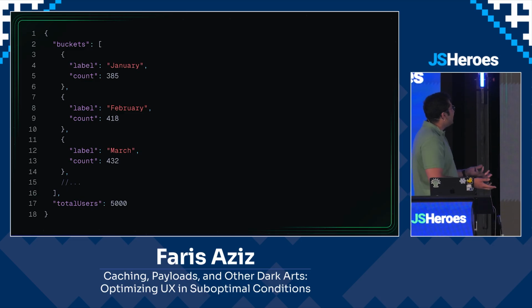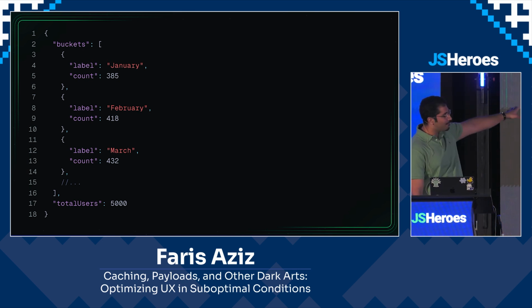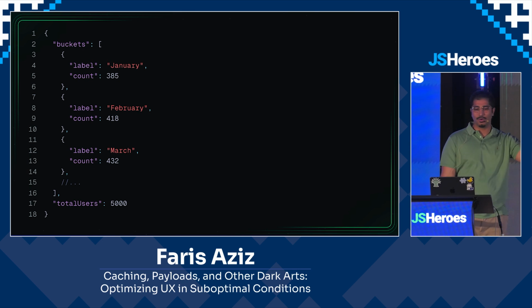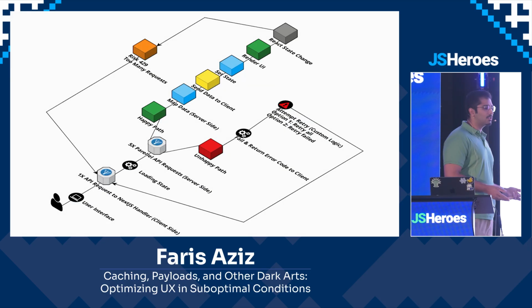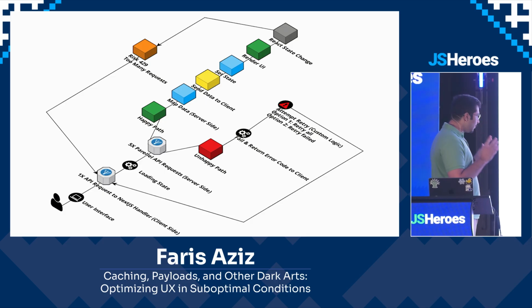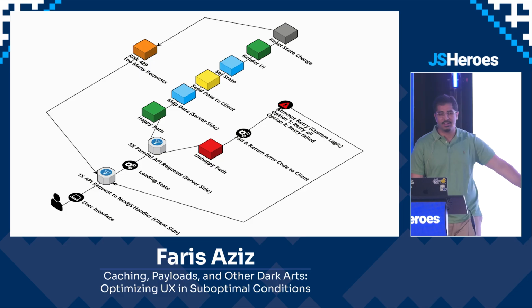So what is an ideal payload? The one we saw before is not ideal. An ideal payload may be this. We want an array of buckets, and we want to say, hey, the count of birthdays is 385 in January, and so on and so forth for February and for March, and the total users 5,000. Fantastic. So if we evolve our architecture, what does it look like? We start again on the client, and we're making one request to a Next.js API handler.